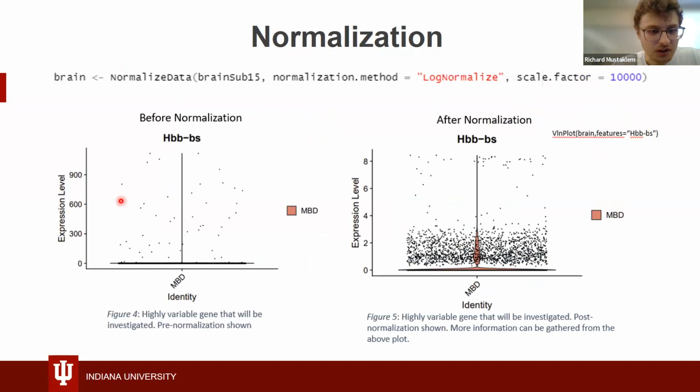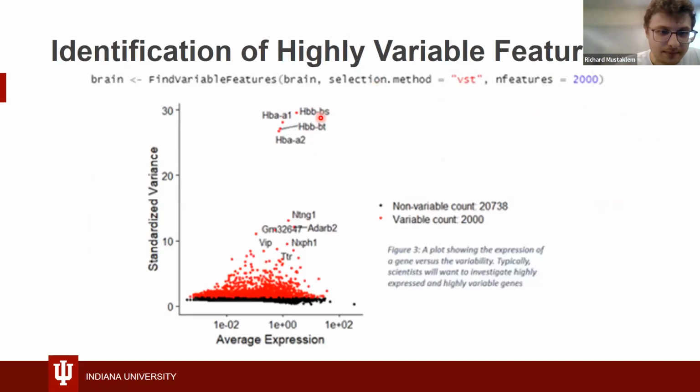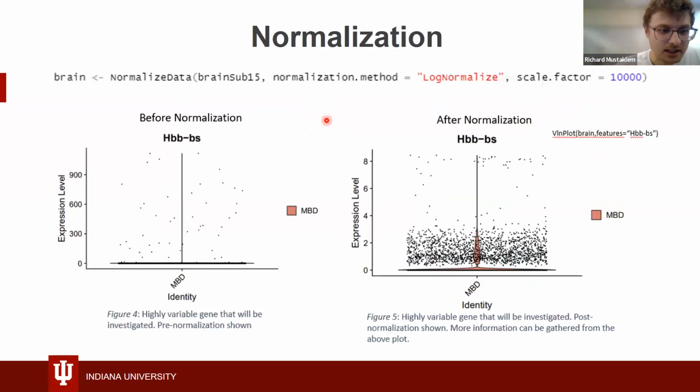So you can just look at the y-axis here, like the expression for, what is it, HBB-BS, right? The expression here is so variable. In a majority of the cells, it looks like there's zero expression, but then you have maybe 30 or 40 cells where the expression is so high. So the reason why we need to normalize is that when you're dealing with big changes like this, your data is going to look really weird if you don't normalize it.